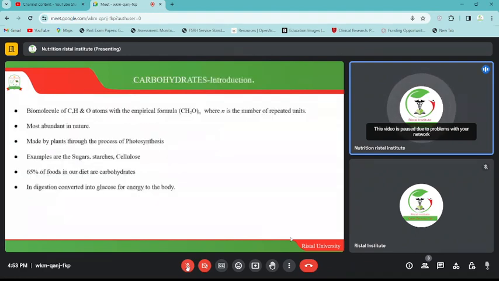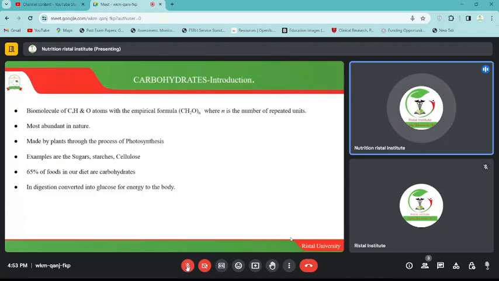Now to kickstart our lecture, it's an introduction to carbohydrates. A carbohydrate is a biomolecule that is composed of carbon, hydrogen, and oxygen atoms. The empirical formula is CH2O, with the n outside being the number of repeated units. So we have different carbons, we have different carbohydrates, and the n there determines which carbohydrate it is. We'll get to understand that later.